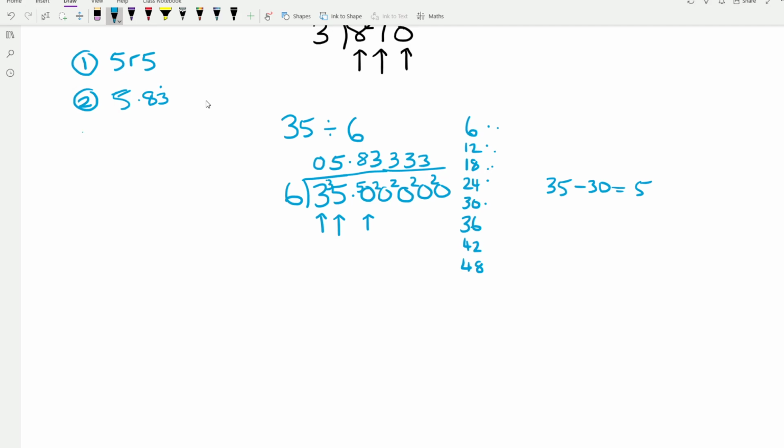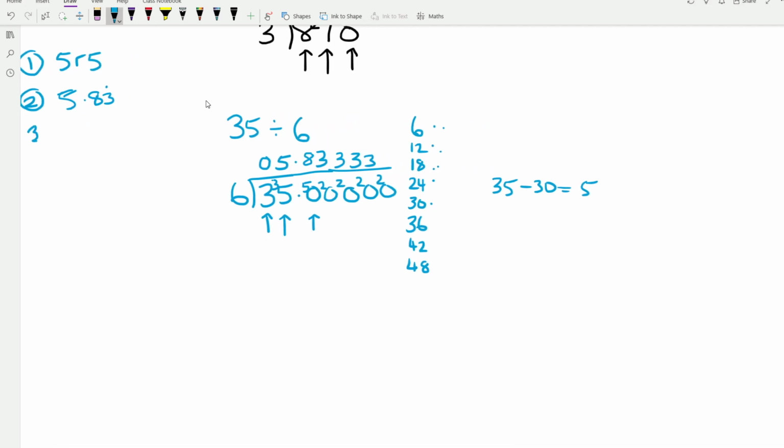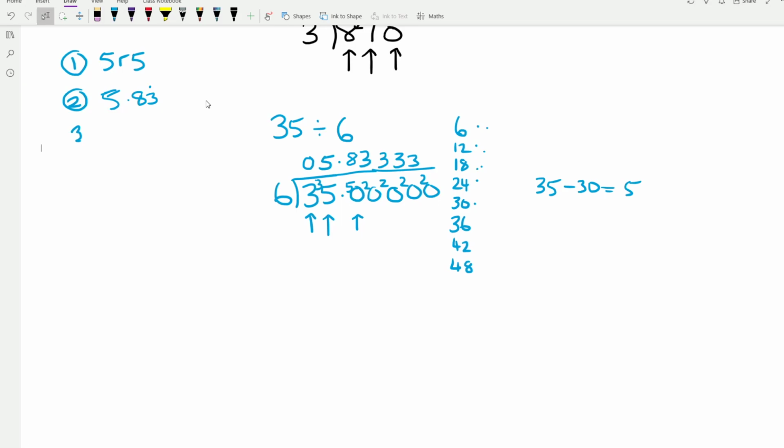The other option, if you really want to be super advanced, is you can write 5, and because you've got this remainder 5, but we're dividing by 6, you can write 5 and 5/6. They are all correct answers. They're all correct ways of doing it. There's no wrong way to do that. Okay? So, that is a good way of doing it if you've got numbers left over.